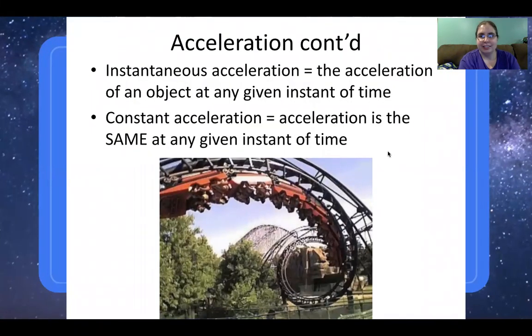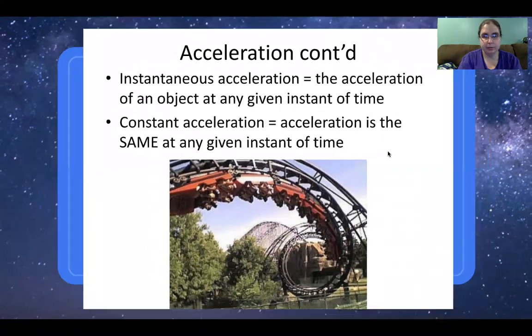Instantaneous acceleration is the acceleration of an object at any given instant in time. Constant acceleration is the one that we're going to deal the most with. So constant acceleration is when the acceleration is the same at any given instant of time. So that means that at any point in time, the item, the car, the vehicle, the person, whatever it is, will be accelerating by the same amount. So it'll be increasing or decreasing its speed by the same amount at each time interval.